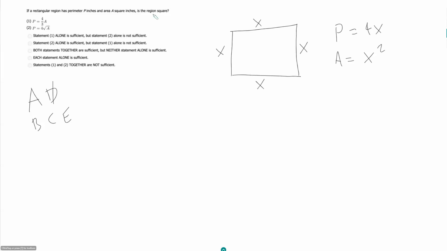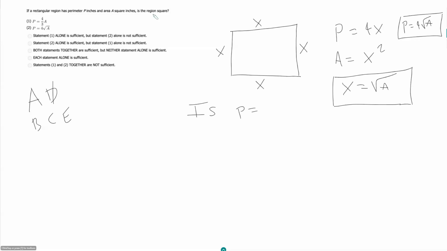So if we take the square root of each side here, we get x is equal to the square root of A. Remember, normally this would be plus or minus x, but because this is geometry, we can't have a negative length, so we only have the positive value. So x is equal to rad A, and then we could just plug this in here. So perimeter would be equal to 4 rad A. So we can really just write our question as, is the perimeter equal to 4 rad A?